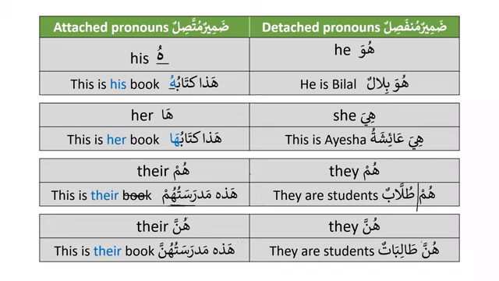However, if it is being used as a subject pronoun, then we will say that this is detached. For example, hunna talibatun, they are students, and here we say hadhihi madrasatuhunna, this is their school. So we can see over here that here it is being used as an attached pronoun, and here it is being used as a detached pronoun. So we have learned huwa and hu, similarly hiya and ha, hum and hum, hunna and hunna.